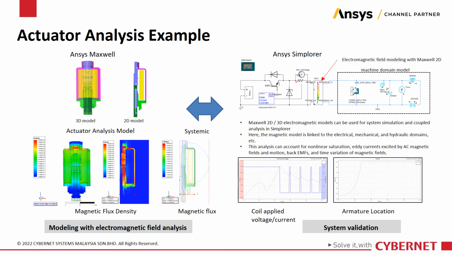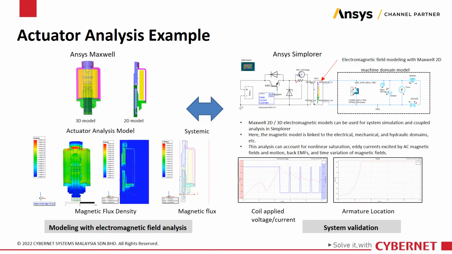Characterization and modeling is performed in Ansys Maxwell by performing transient magnetic field analysis using 2D and 3D geometry of an electromagnetic actuator. As a result, as shown in the lower left of the slide, you can see how the magnetic flux density and flux state changes depending on the position of the armature.